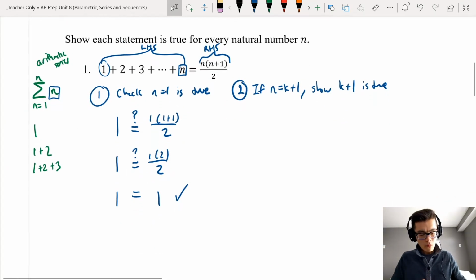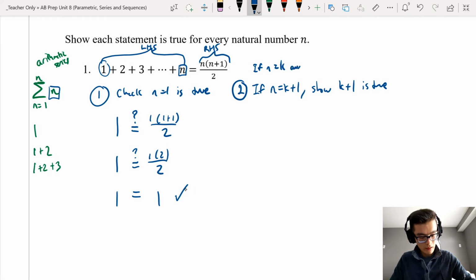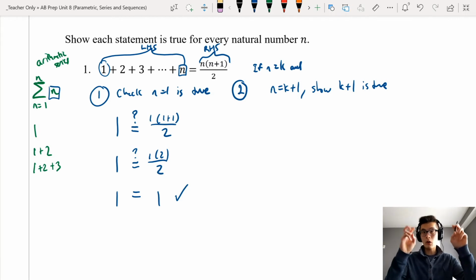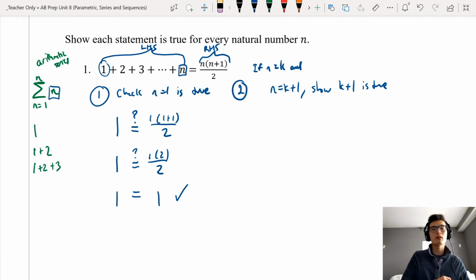So what we're saying here is we're going to prove that if n equals k, so I should really put this here, if n equals k and n equals k plus 1, and we know that k is going to, quote-unquote, fall, then we know that k plus 1 has to fall. Use that sort of domino analogy there. So here's what we're going to do.